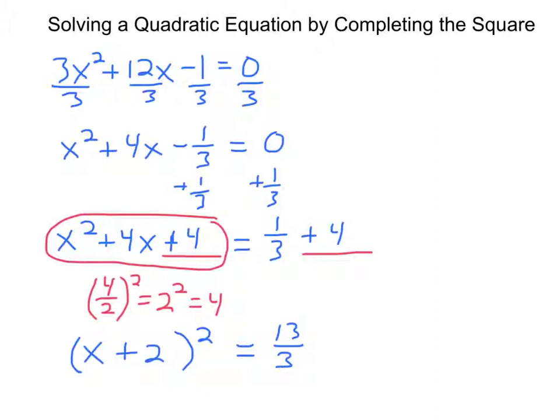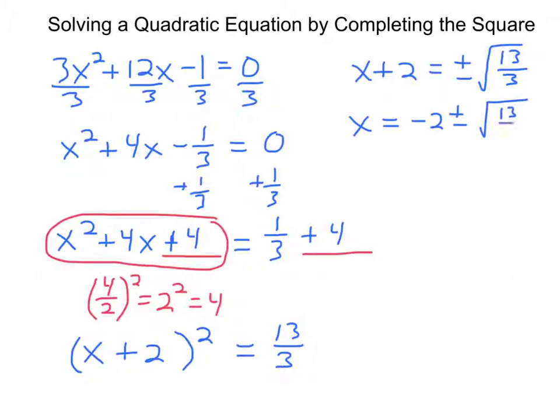And so then we're going to take the square root on both sides. I'm going to continue up here at the top. So we have x plus 2 equals the positive and the negative. It's really important to remember the plus or the minus there. The square root of 13 over 3. And then we subtract 2 from both sides. So x equals negative 2 plus or minus the square root of 13 over 3.